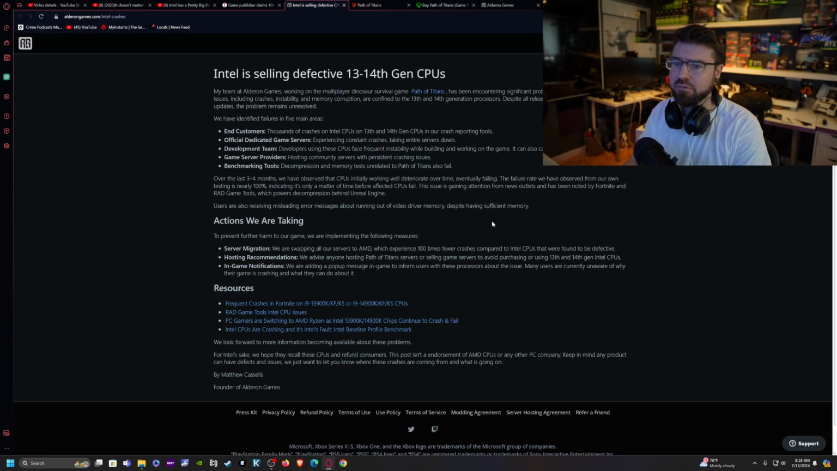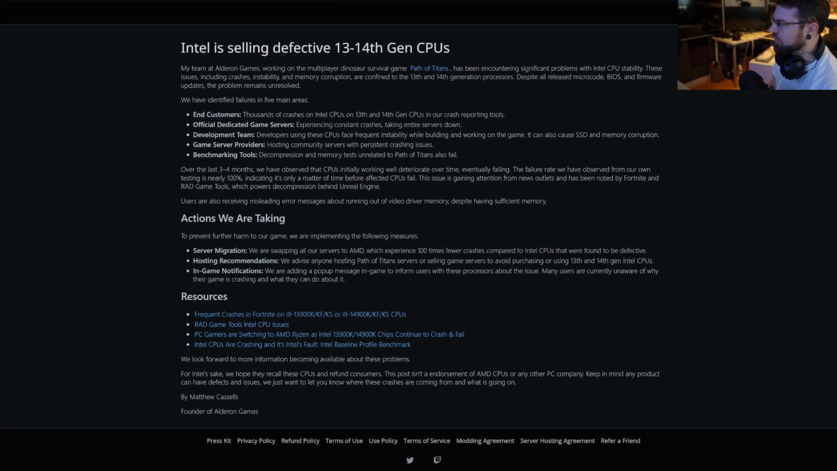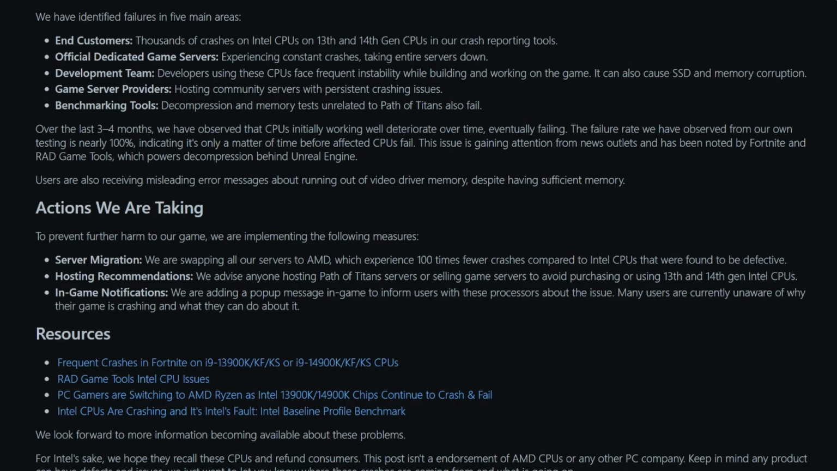So, Intel is selling defective 13th and 14th gen CPUs. My team at Alderaan Games, working on the multiplayer dinosaur survival game Path of Titans, has been encountering significant problems with Intel CPU stability. These issues, including crashes, instability, and memory corruption, are confined to the 13th and 14th generation processors. Despite all released microcode, BIOS, and firmware updates, these problems remain unresolved. They go on to list a bunch of bullet points.